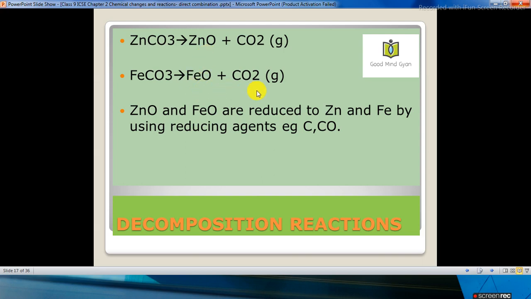So here ZnO and FeO, both zinc oxide and iron oxide, are reduced, and you get zinc and iron by using reducing agents. Now, which are the reducing agents? Carbon and carbon monoxide are the reducing agents which are used, and by using them we can carry out this decomposition reaction.